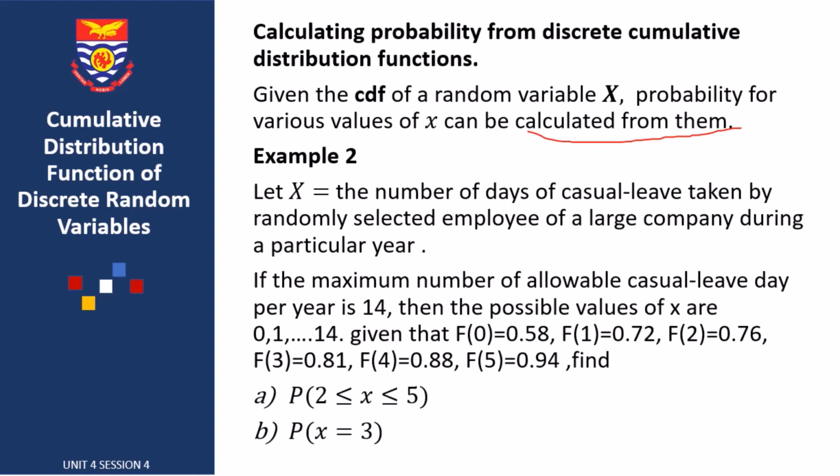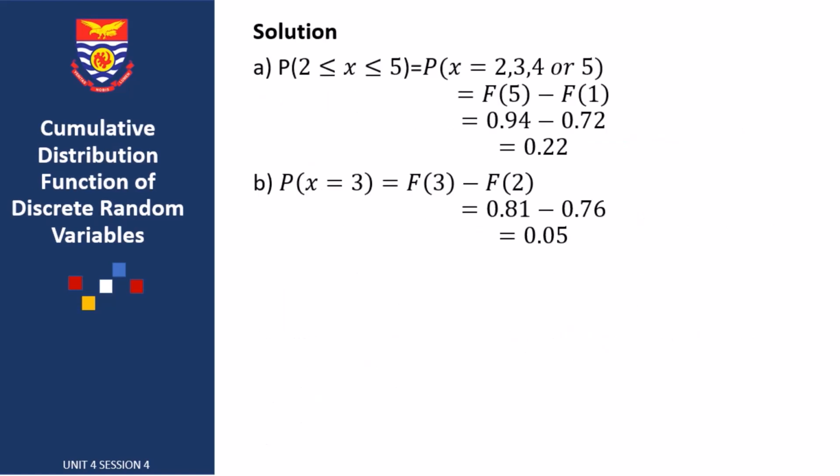And given that f of 0 is 0.5, f of 1 is 0.72, f of 2 is 0.76, f of 3 is 0.81, f of 4 is 0.88, f of 5 is 0.94. We have to find a, probability of x between 2 and 5, so that is 2 to 5. And b, probability of x equal to 3. Quite interesting, right? So solution.